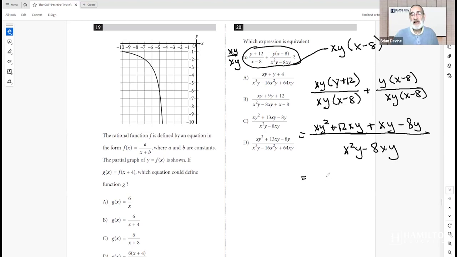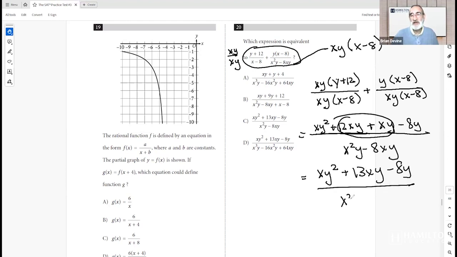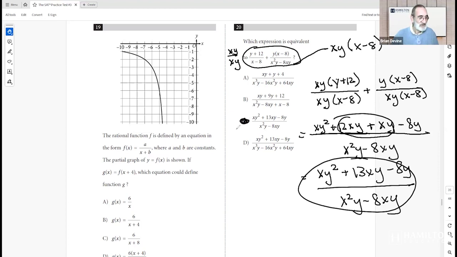And if I clean that up, I can gather these two together. So xy squared plus 13xy minus 8y over that common denominator of x squared y minus 8xy. And I look up and see that this is C. So C is my answer.